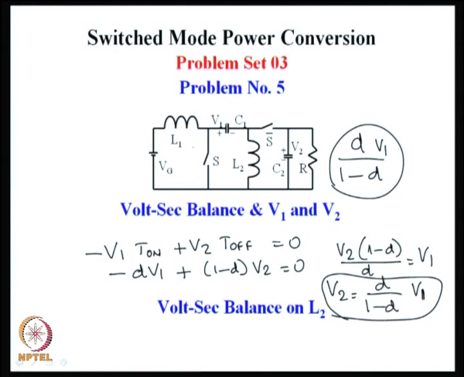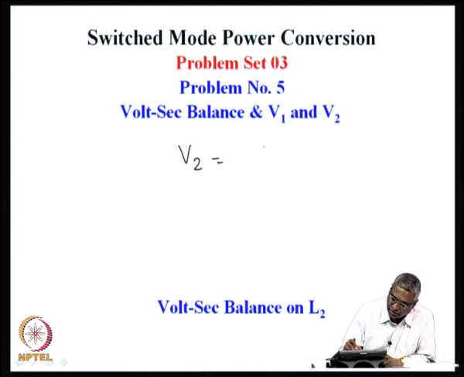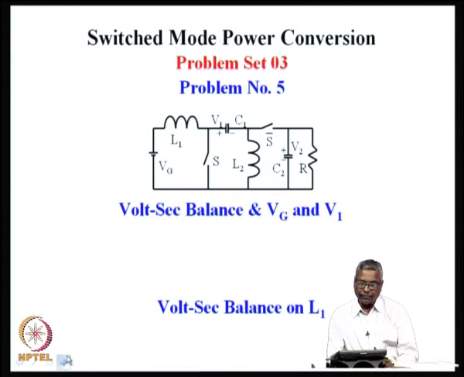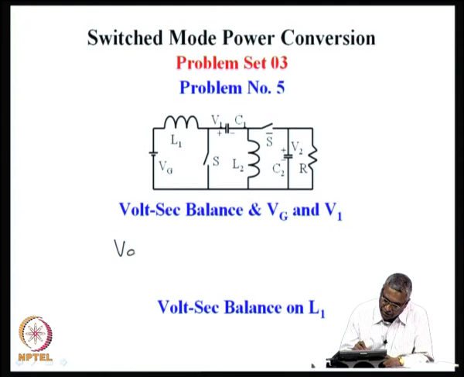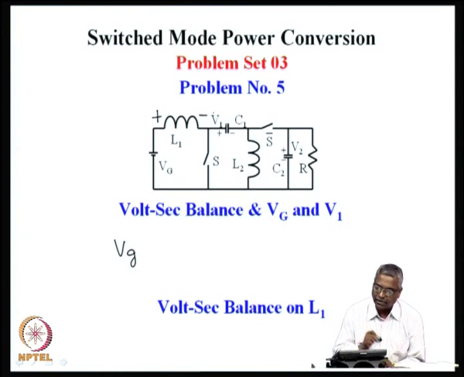Now, we have to establish the relationship between Vg and V1. So, this is the volt second balance in L2. This was done, and we know that V2 is d by 1 minus d times V1. This is the first relationship. So, we can now do the volt second balance on the L1, and when the switch is on, Vg is what is applied across L1 with plus on this side and minus on this side.